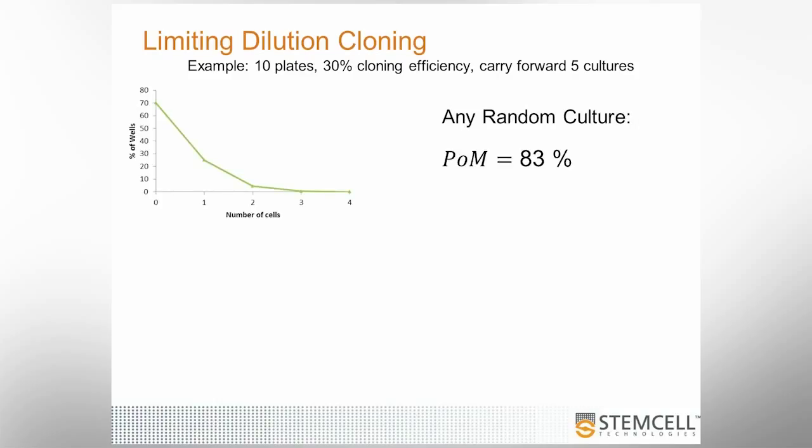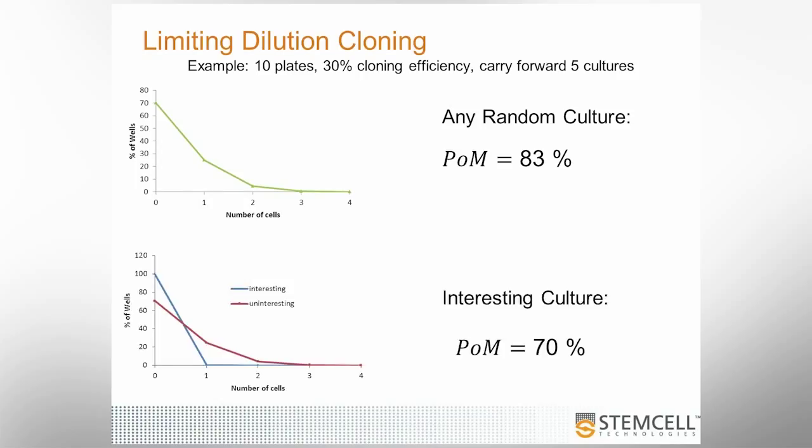In this case, you'd be expected to have a probability of monoclonality for any random culture in the experiment of about 83%. However, for an interesting culture, for one of your 5 cultures that you're choosing to carry forward for further development, your probability of monoclonality is significantly less, only about 70%.